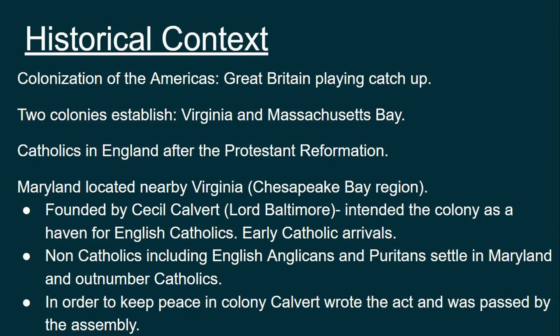Continued religious strife in England led to violent conflict. However, Calvert and many in the colony did not want religious divisions to spread to the colony as well. So Calvert wrote the Toleration Act, and it was passed by the Assembly in 1649. Now let's take a look at specific details of the act.